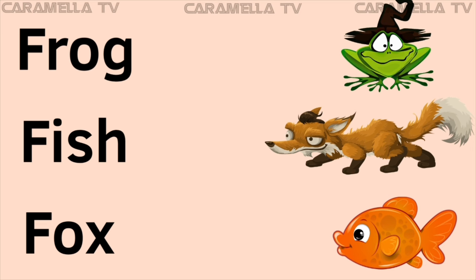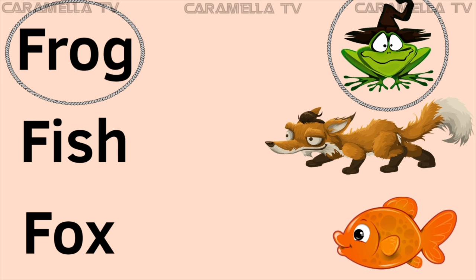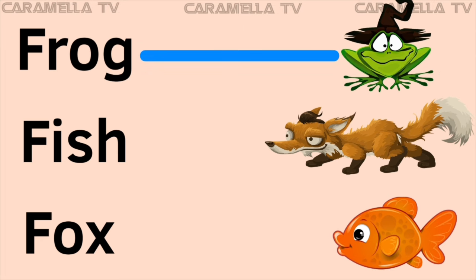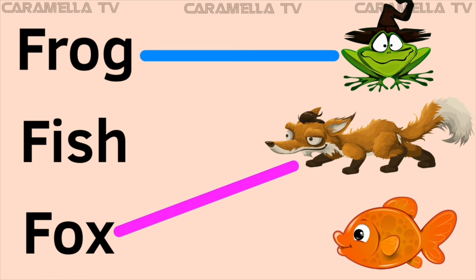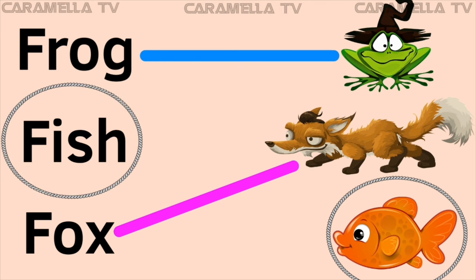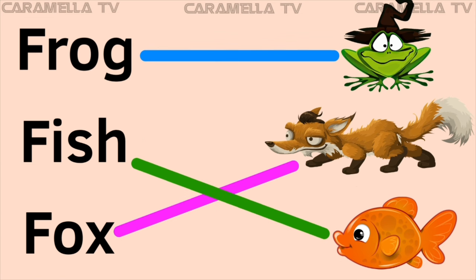Hi guys, let's match every picture with its word. First picture we have is a picture of a frog. Can you guys guess where the word frog? That's right. Let's match them. And second picture we have is a picture of a fox. Can you guys guess where the word fox? That's right. Let's match them. Last picture we have is a picture of a fish. Can you guys guess where the word fish? That's right. Let's match them. We have three words. Frog, fish, fox.